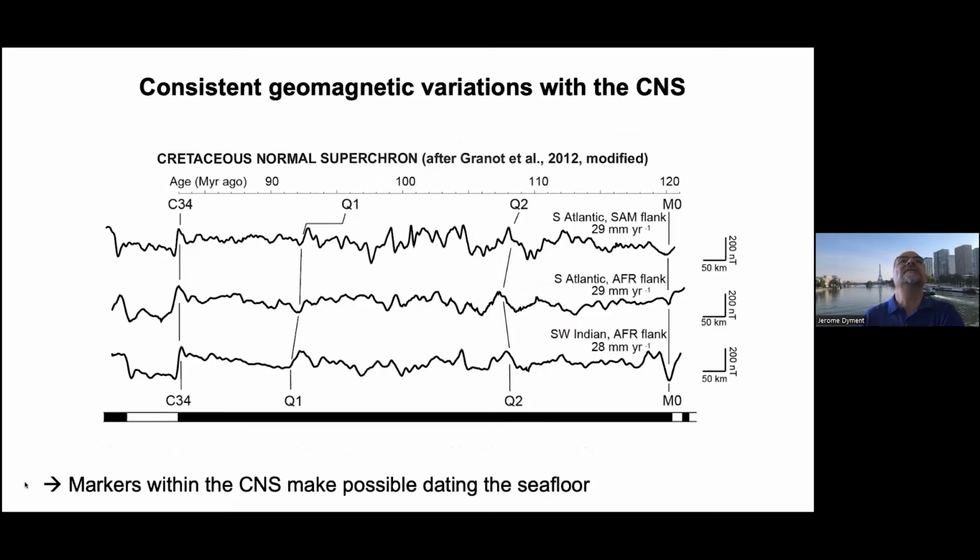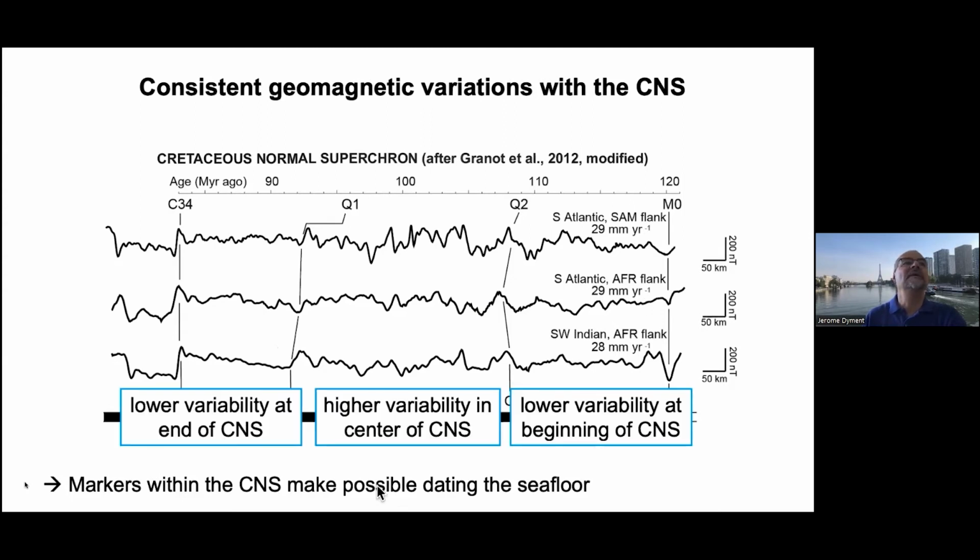So this is confirmed from observations within the Cretaceous normal superchron, also known as the Cretaceous quiet zone. This area between about 80 million years here, where we have the first polarity reversal of the recent sequence, and the older side at about 120 million years, M0, for the Mesozoic series of anomalies. In between, there is no clear reversal. But you can see from this profile from the Southwest Indian Ridge, from the South Atlantic on the African or the American flank, that the signal is pretty similar.